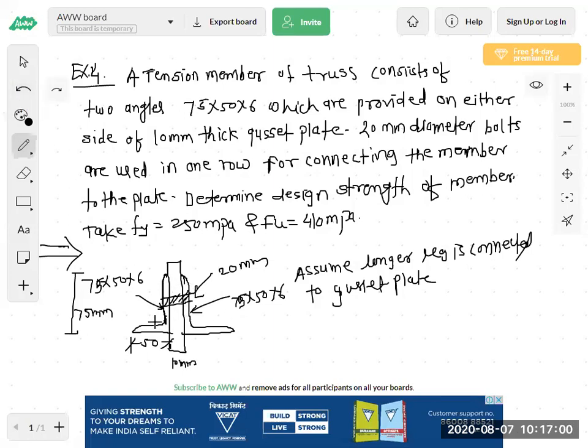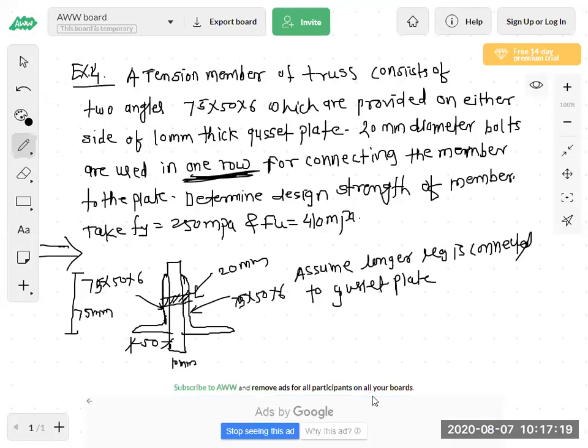Are you getting? Two rows, how will they look? This is one bolt and one row. If I draw one more row above it, this is the second row. This is the third row. So here they have told only one row. In one row we have to provide 1, 2, 3, 4 bolts, but the bolts are not given. So, are you getting the figure?